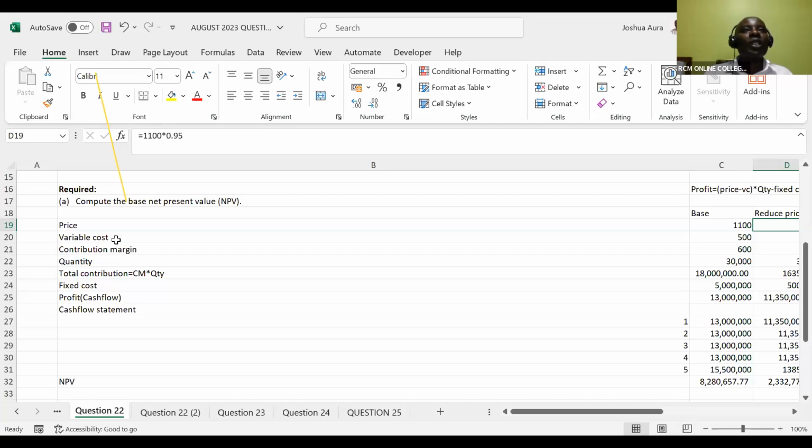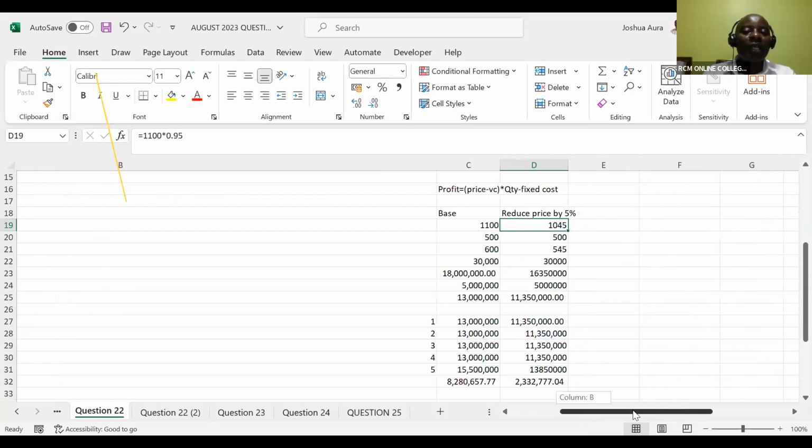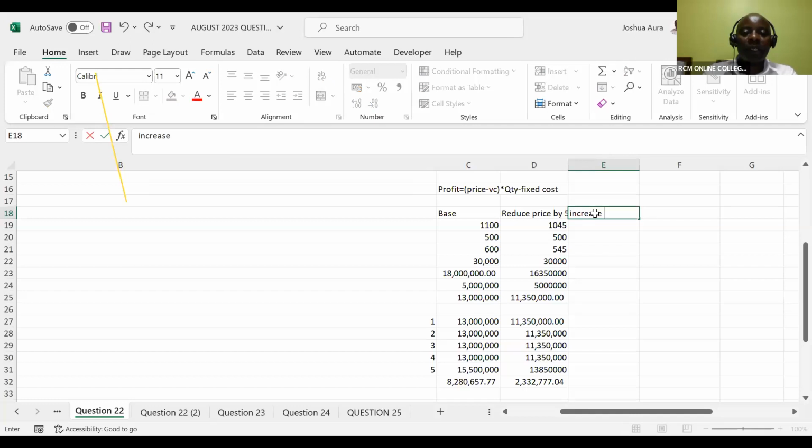Yeah, costs. When costs are affected adversely, of course, they increase. So I'm going to multiply this figure that we have here, 500, with 1.05, because it's going to increase by 5%. So the first thing I will do, I will come and copy the base. So you will come and say here, variable cost increase, increase variable costs by 5%, like that.